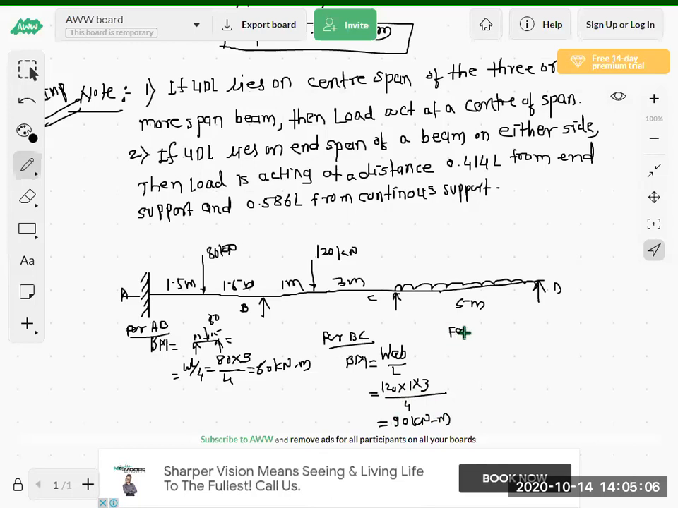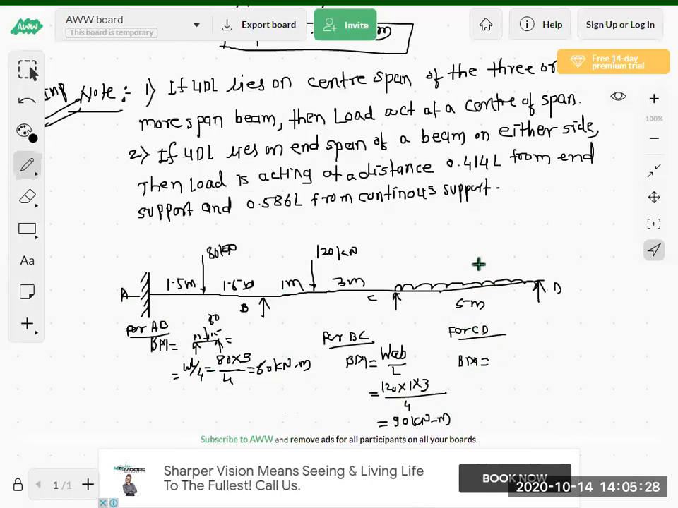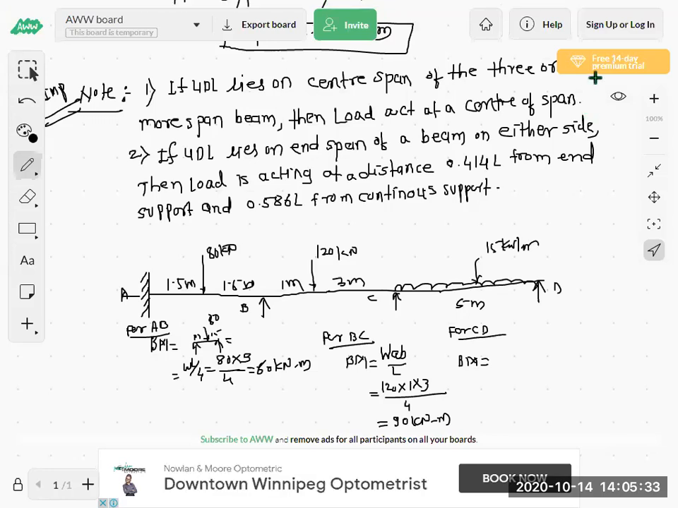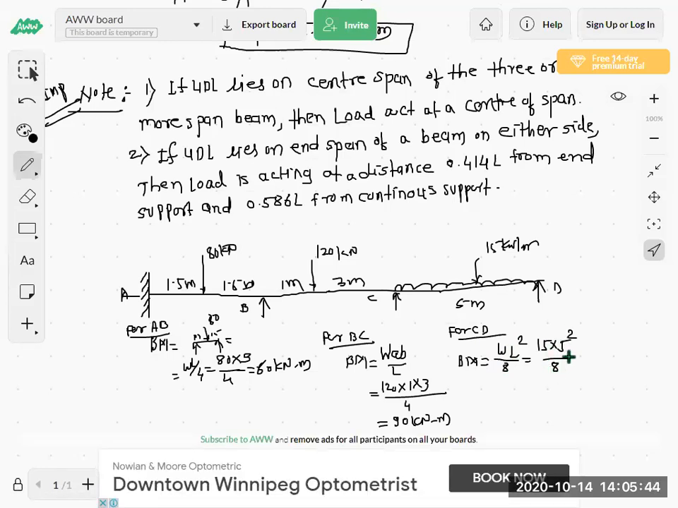Similarly for CD, bending moment BM is equal to. These are the elastic bending moments for span AB, BC and CD, and we are assuming a simply supported beam. For UDL, WL square by 8. So here W is 15 into L, for WL square by 8. So how much is this?